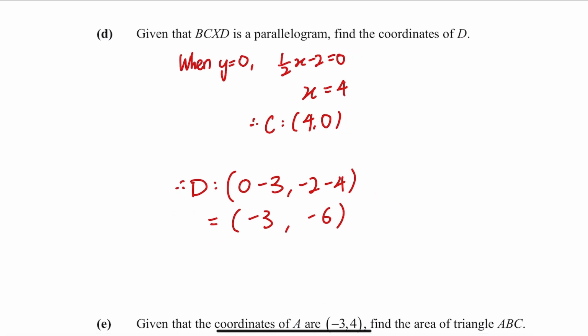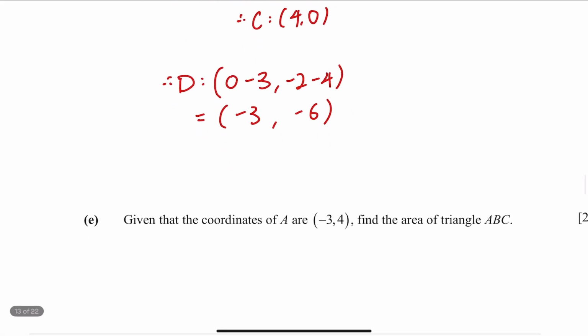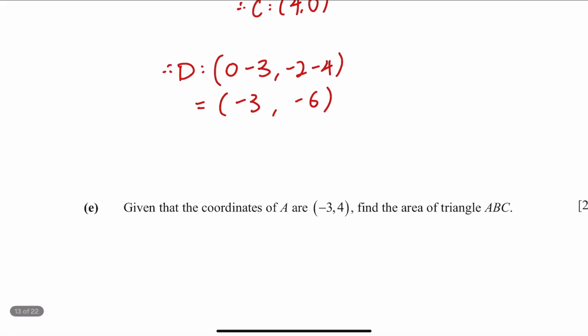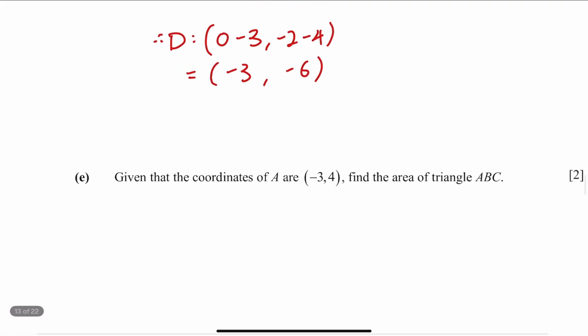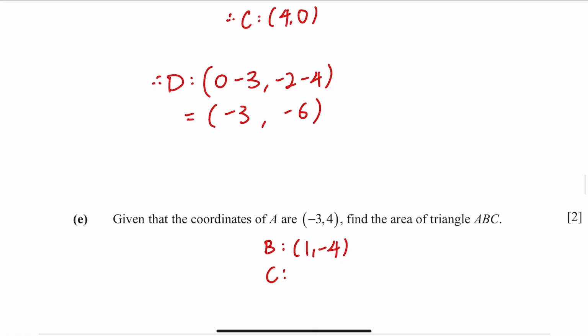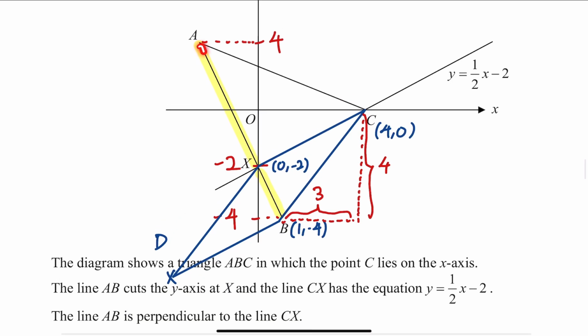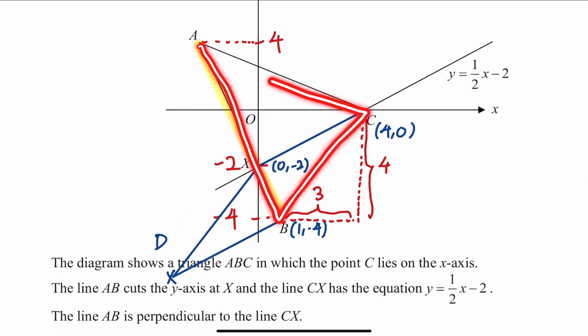Alright, and the last part E. Find the area of triangle ABC. I know that A is given by this coordinate -3, 4. B is given by the coordinate 1, -4. C is given by the coordinate 4, 0. So to find area of triangle ABC, I look at the diagram. ABC is this triangle over here.